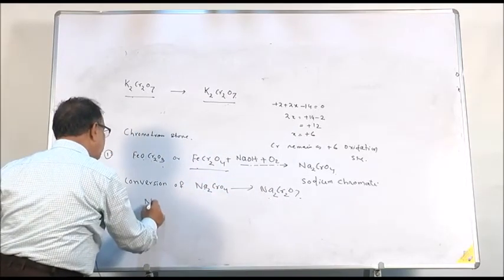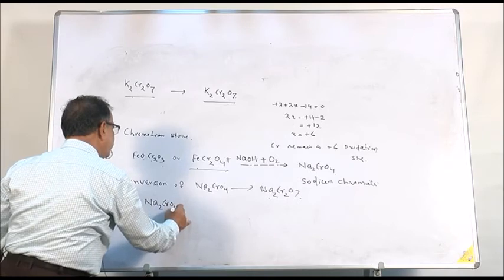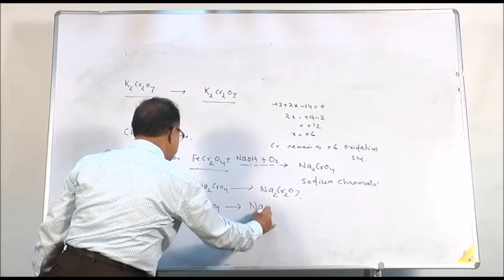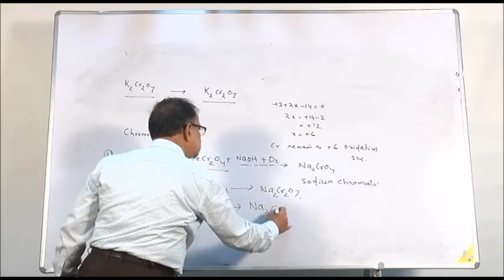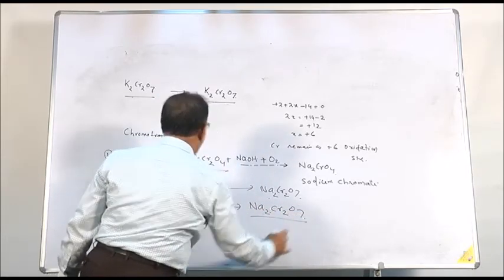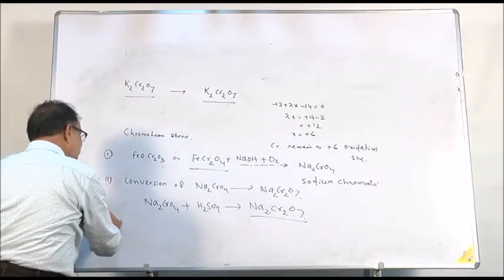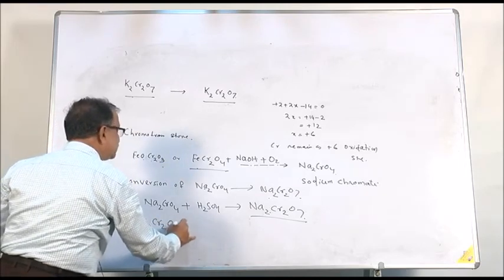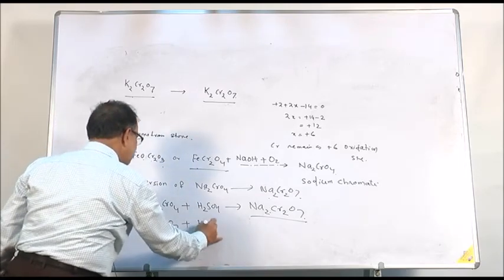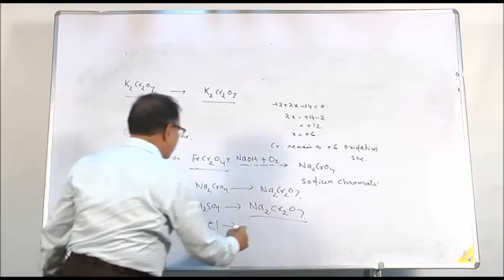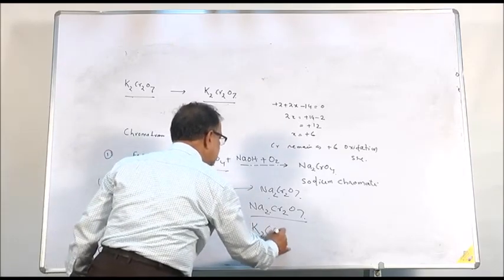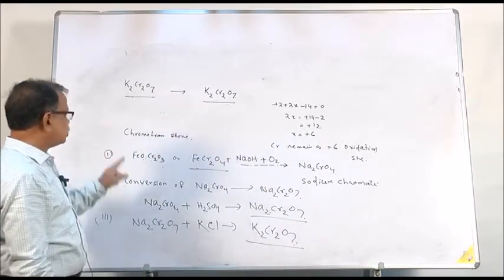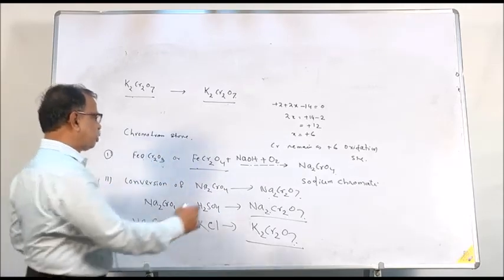This can be done on treatment with acid. Na2CrO4, when treated with sulfuric acid or any acid, we get Na2Cr2O7, sodium dichromate. Our aim is to find out potassium dichromate. Third step, sodium dichromate when treated with potassium chloride, we get potassium dichromate. So by this way, we can prepare it by the conversion of chromo iron stone to sodium chromate to sodium dichromate.